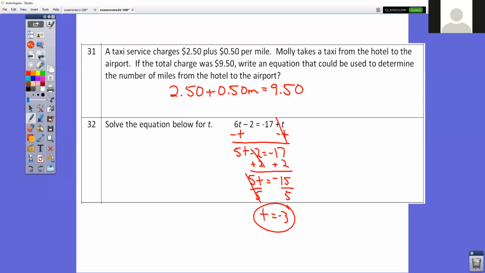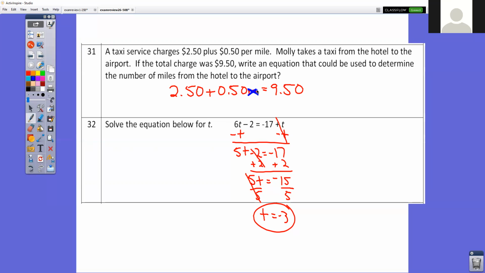In question number 31, a taxi cab charges $2.50 plus 50 cents per mile. So no matter what, when you step inside the taxi cab, you're going to get charged $2.50. Then you're getting charged 50 cents for every mile that you go. So 50 cents times the number of miles. I know that in class I said to use an x, but that's really the miles. And their total was 9.50. So it equals 9.50. You don't have to solve it, just set it up. Again, on the final exam, this will be multiple choice. You'll have 4 different possibilities that you have to pick from.